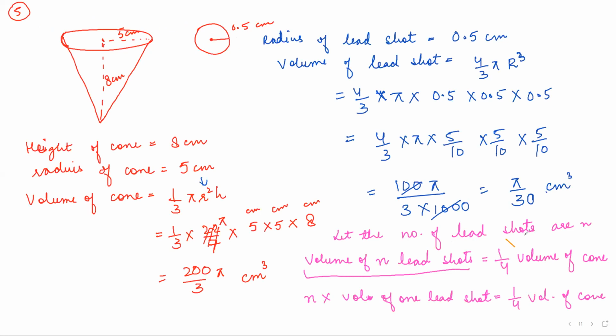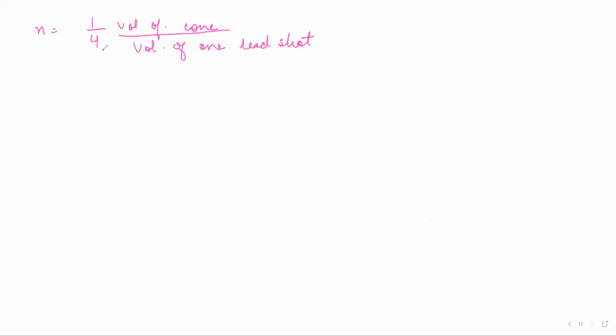Is this thing clear? Yes, ma'am. Okay. So I have to find this n. So I'm taking everything in the denominator. Okay, Amna? Yes, ma'am. Okay. So from here, my n will be 1/4, which was already here, and the volume of cone divided by the volume of one lead shot. So you just put the values.